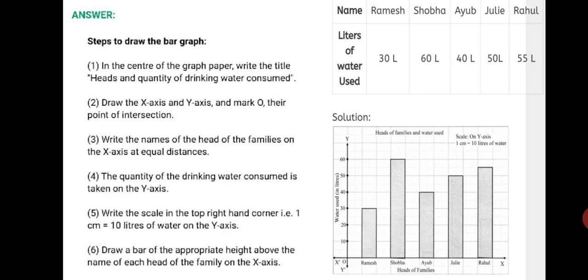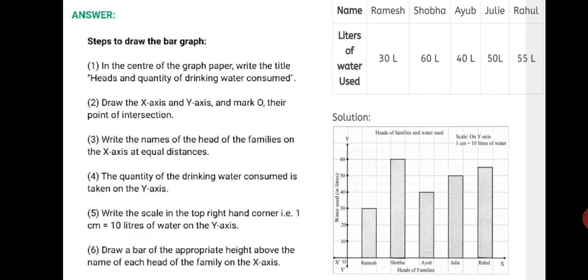Okay, now the fifth step is to write the scale. So once again, first we wrote the title, second we made our x-axis and y-axis, then third step, on the x-axis we wrote what is mentioned in the question, on the y-axis we wrote the numbers, and the fifth step right now is writing the scale on the top right corner as shown in the graph paper here. Scale on y-axis, 1 centimeter is equal to 10 liters of water. You will copy this from your question.